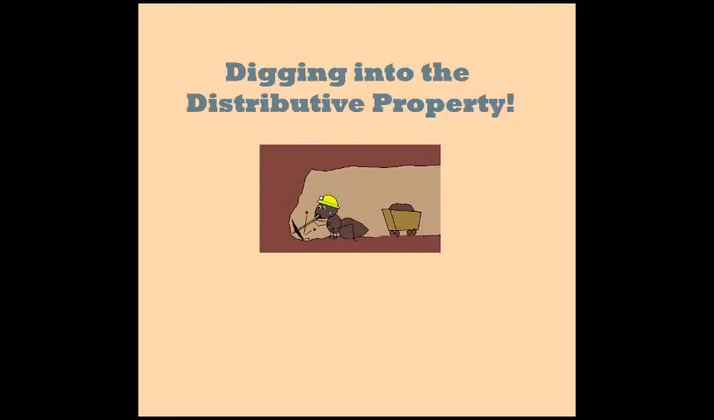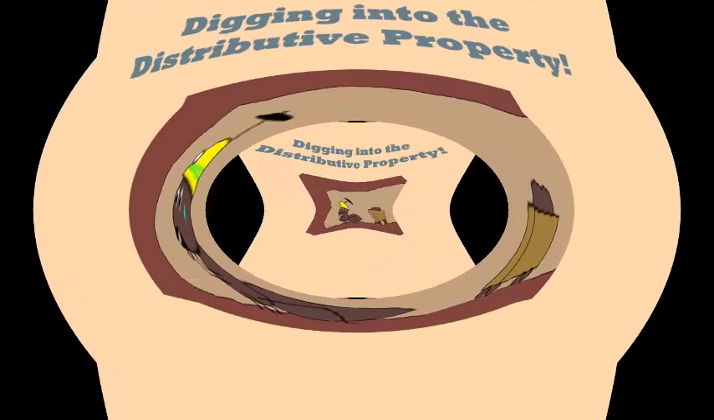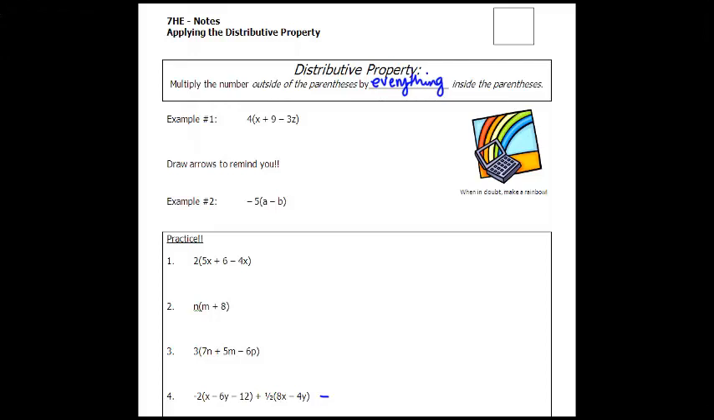This video is going to take a look at digging into the distributive property. We already know what the distributive property is. Now we're going to apply it and see how it works with combining like terms. The distributive property multiplies a number outside of the parentheses by everything inside the parentheses.